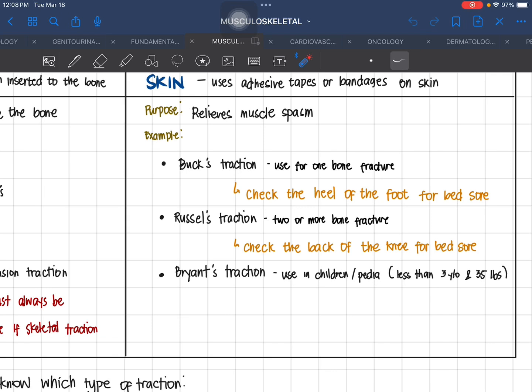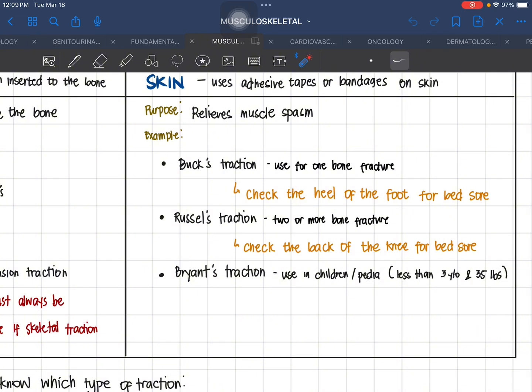Next is Russell's traction. Ganito na lang para mas madali: ang box, meron siyang isang S, while Russell's have 2 S. So box is used for one bone fracture, while Russell's traction is used for 2 or more bone fractures. Ayan o, marami siyang S. And dito, i-check mo is the back of the knee for bed sore.